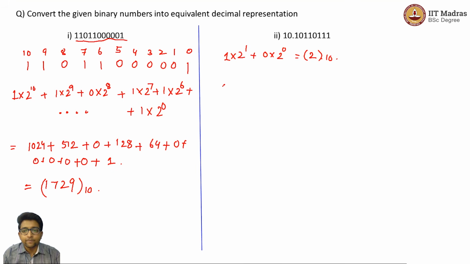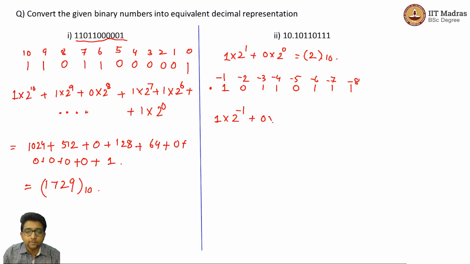Now we will move into the fractional part. Just write the fractional part again separately, and remember here it's the decimal point. So you put here -1, -2, -3, -4. Okay, so we got this. Now again the same process continues: 1 into 2 to the power -1 plus 0 into 2 to the power of -2.